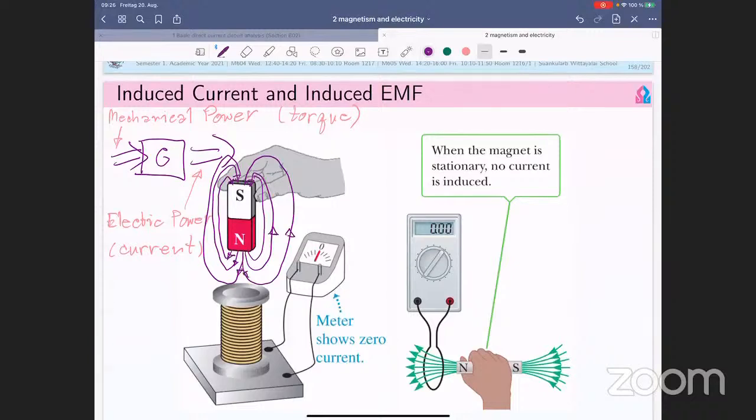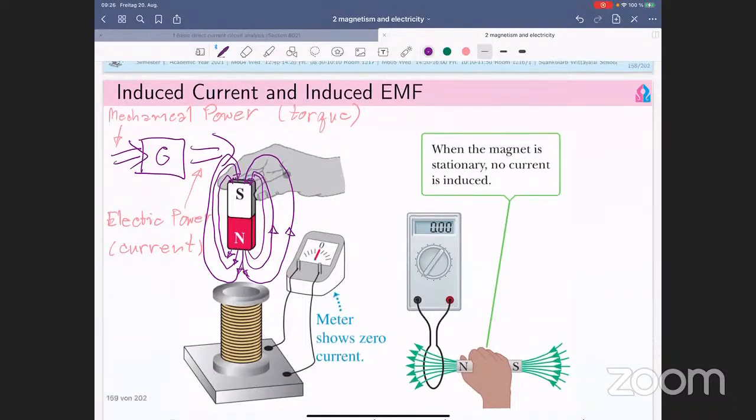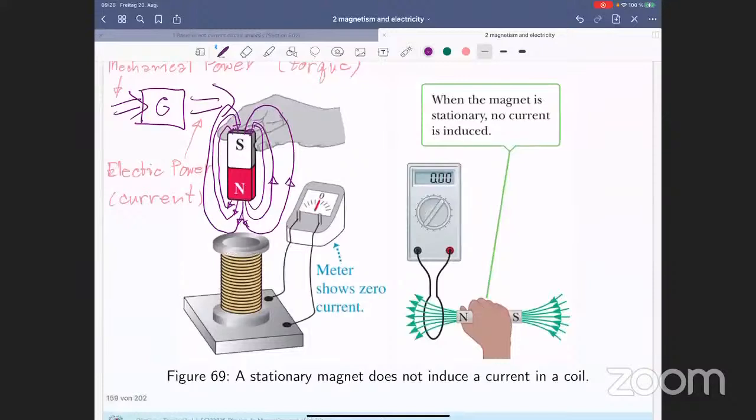This way. And if you lay your hand like this, just hold it, and there is no movement, there will be no current induced. This is the ammeter. You know the word ammeter, right? Anybody can tell me what is the functionality of the ammeter?